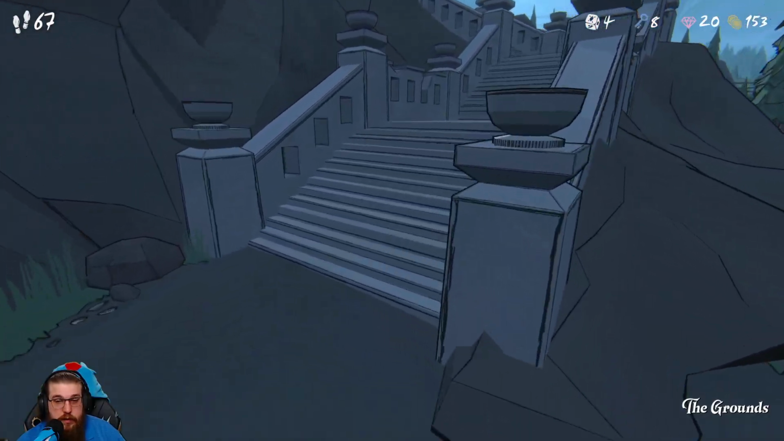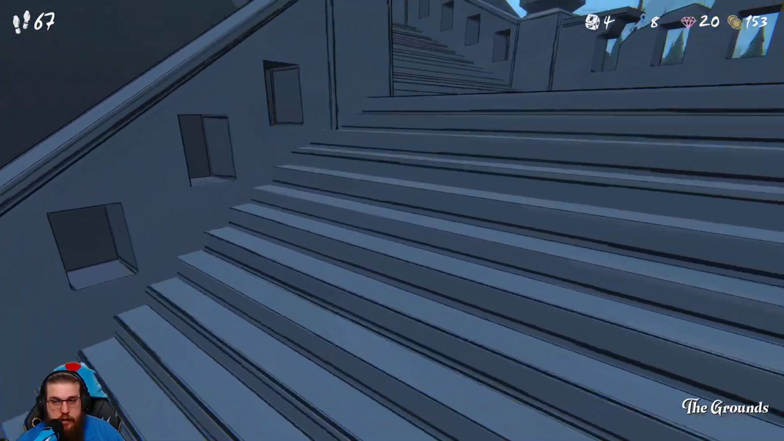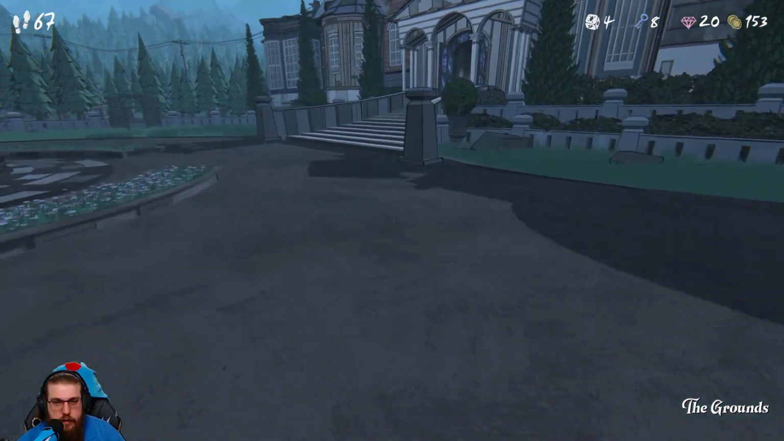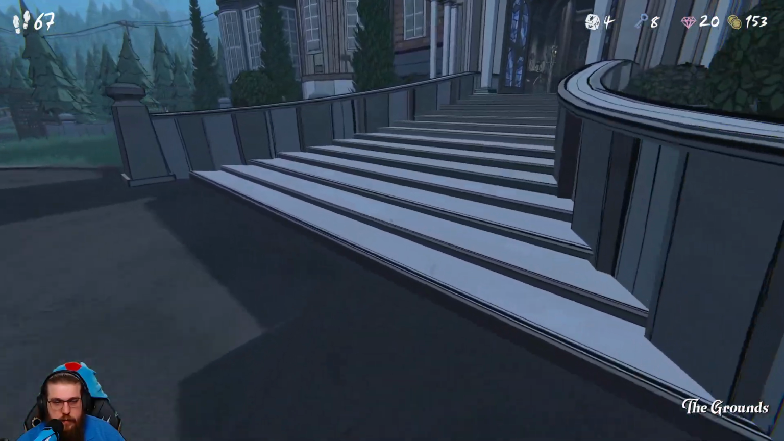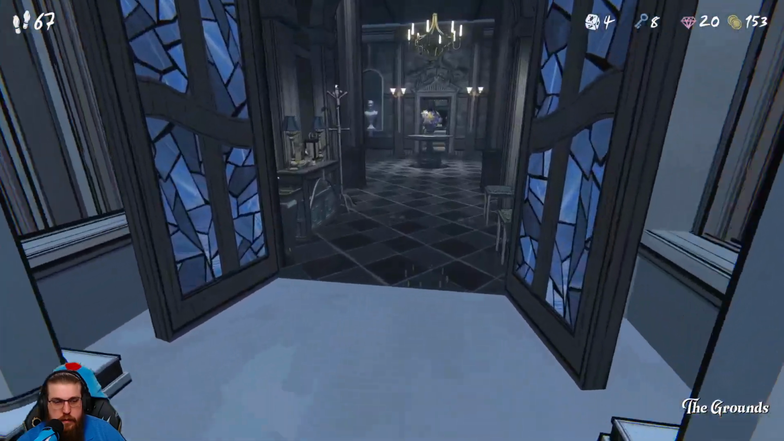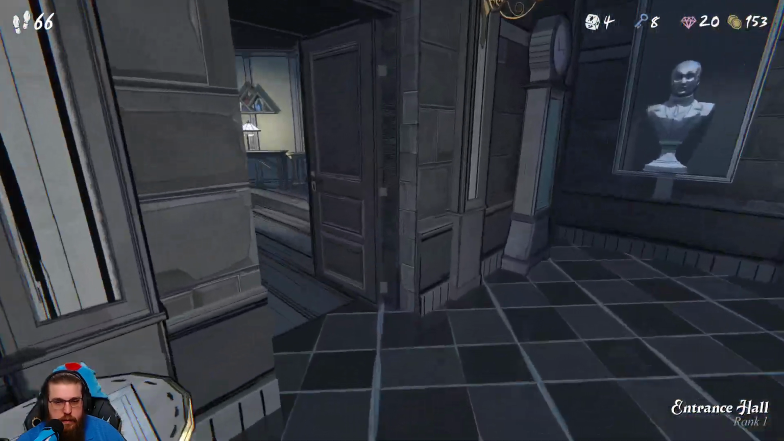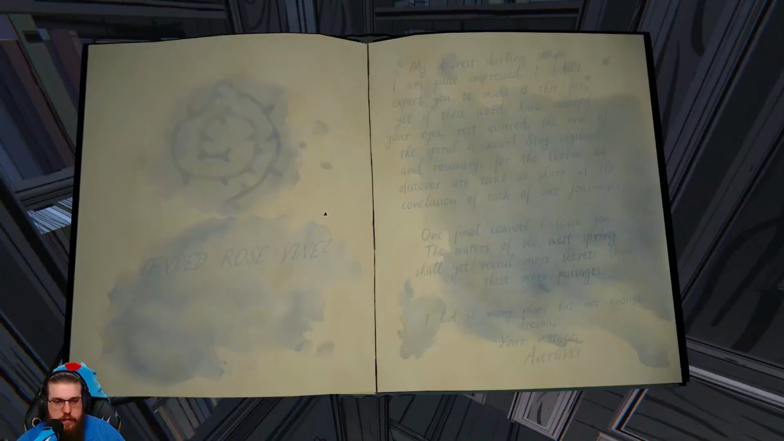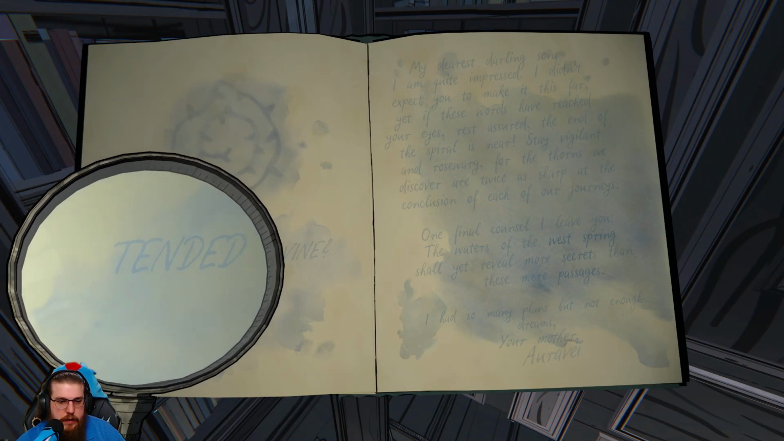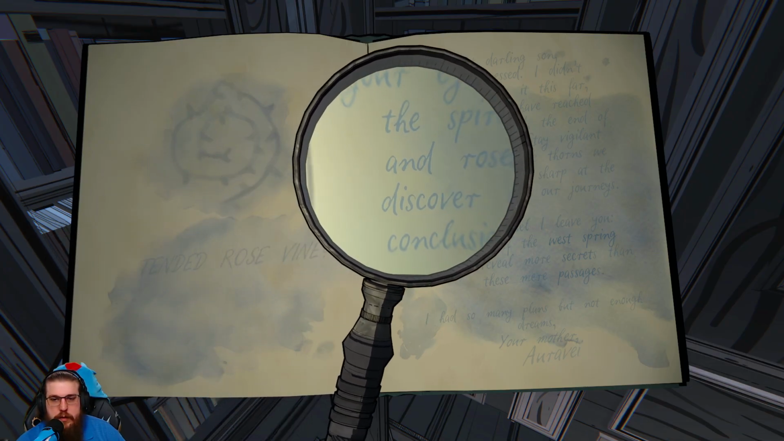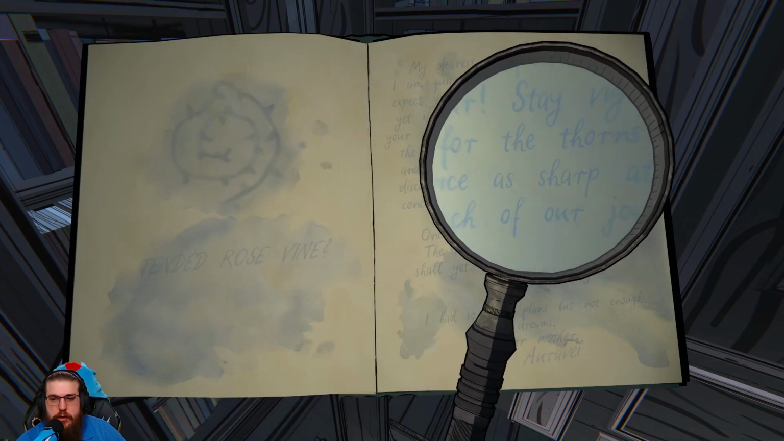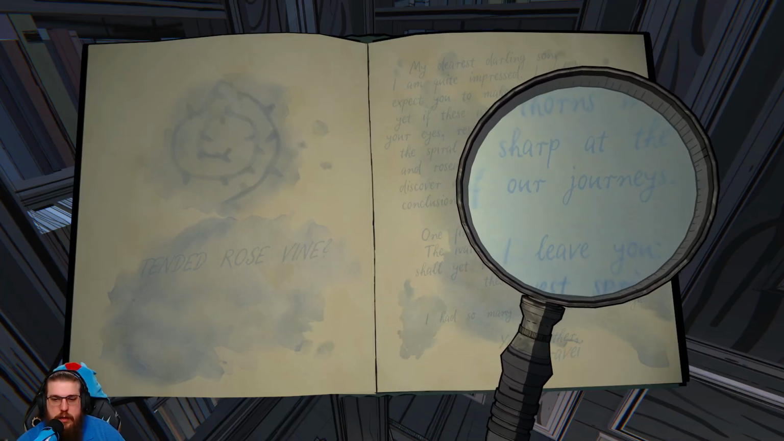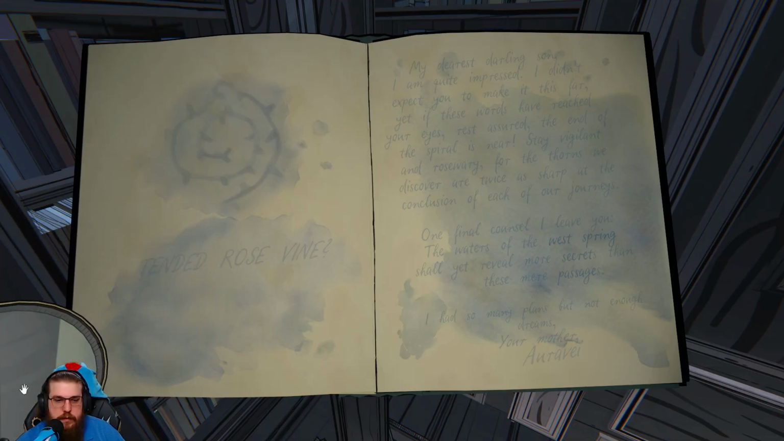Two other clues in that note. Probably the tended rose vine, question mark. And I thought that the inclusion of, I'm assuming it's this, but it's also interesting that she said the thorns we discover are twice as sharp at the conclusion of each of our journeys.